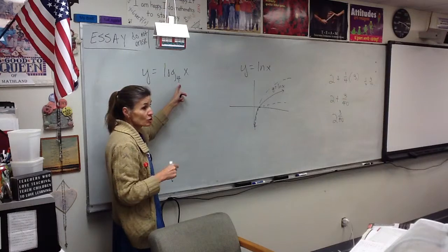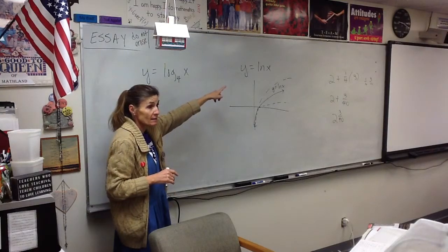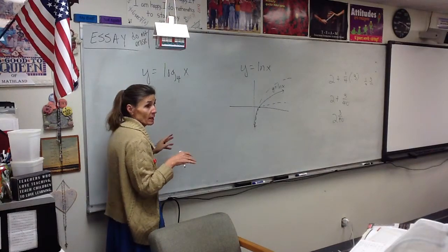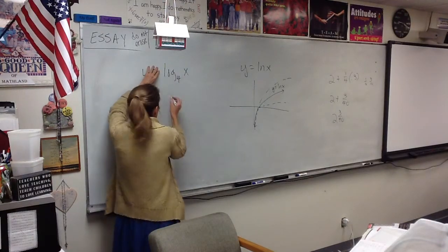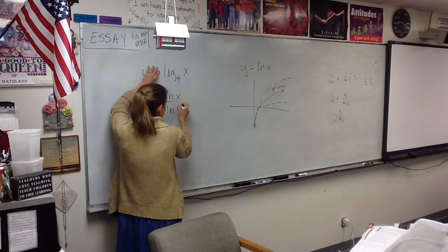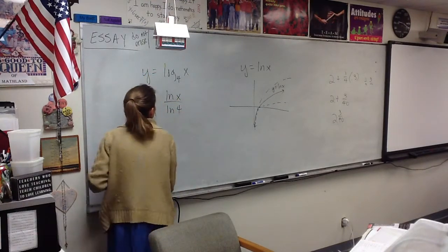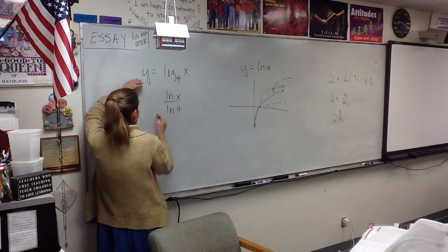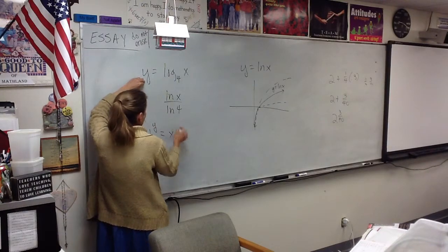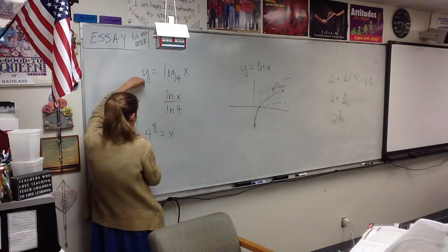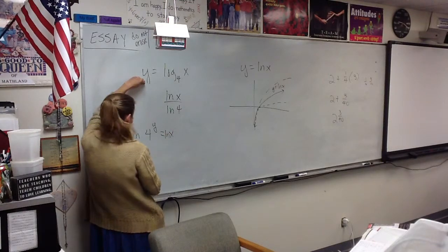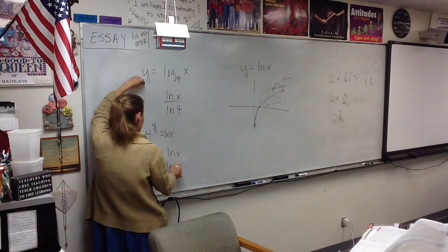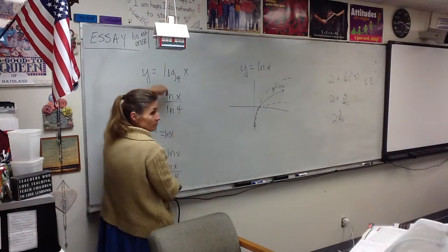I want to change this base 4 into a base e, right? If you use the change of base formula, it's going to be ln x over ln 4. If you don't use your change of base formula, then you'll do it longhand and say, okay, 4 to the y equals x. Then I'll ln both sides, pull the exponent off, and I end up with ln x over ln 4, exactly what I had with my change of base formula.